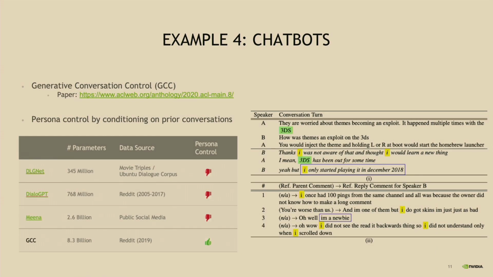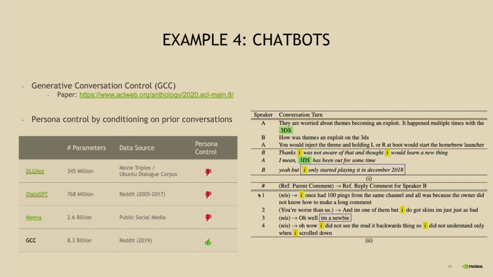One last application that I would like to show here is chatbots. What we have done is build a chatbot conditioned on previous conversation. The previous conversation is used as a way to control persona. We scaled this model up to an 8.3 billion parameter model. And let's take a look at one example, shown on the right, with respect to the generation.